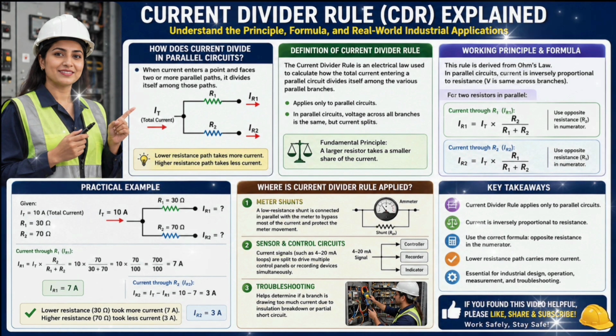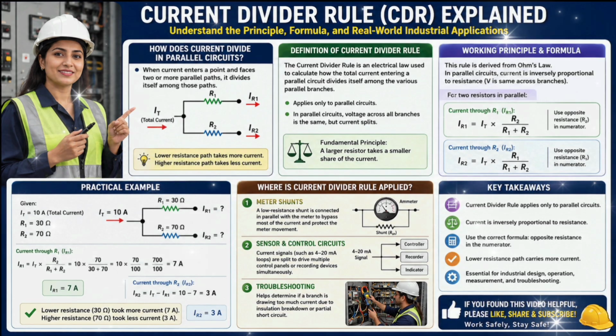Applications and conclusion. So where exactly do we apply the current divider rule in industrial electrical maintenance and operations? First, it is used in meter shunts. To extend the measurement range of an ammeter, a low-resistance shunt resistor is connected in parallel with the meter movement. This rule allows us to safely bypass the majority of the heavy current through the shunt, protecting the delicate internal components of the meter. Second, it is used in sensor and control circuits.